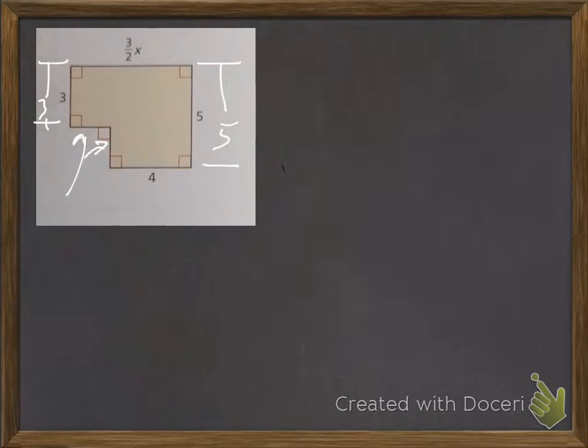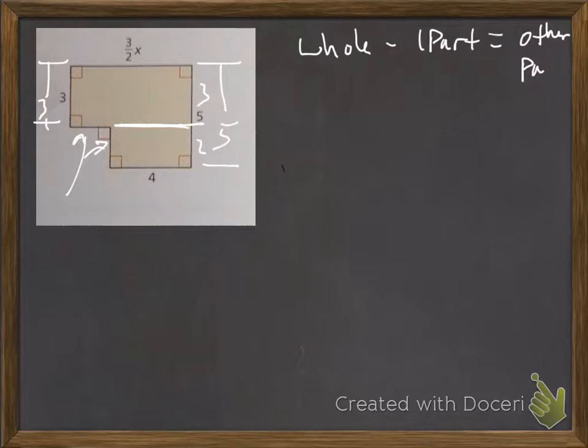So I think it goes pretty quickly that, okay, if we cut it off across here, we'd have 3 here, and the whole thing's 5, therefore the remaining part is 2. Okay, so this idea of the whole minus one part is equal to the other part. That's the concept that we want to use.